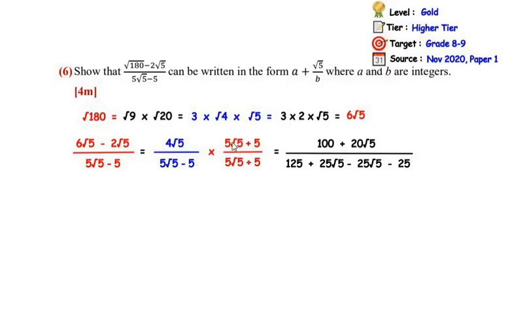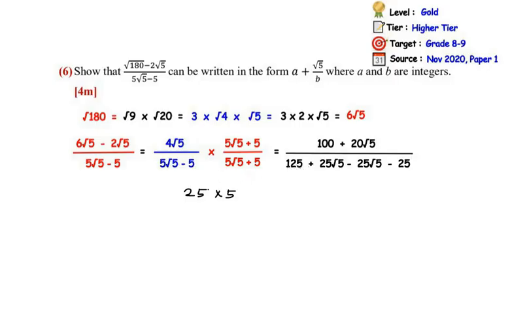Now let us multiply the numerator terms. Now 4 times 5 gives us 20 times, now root 5 times root 5 gives us 5. So 20 times 5 gives us 100 and 4 root 5 times plus 5. So 4 times 5 is 20 times root 5. Now in the denominator, 5 times 5 is 25 times root 5 times root 5 gives us 5. So 25 times 5 gives us 125.